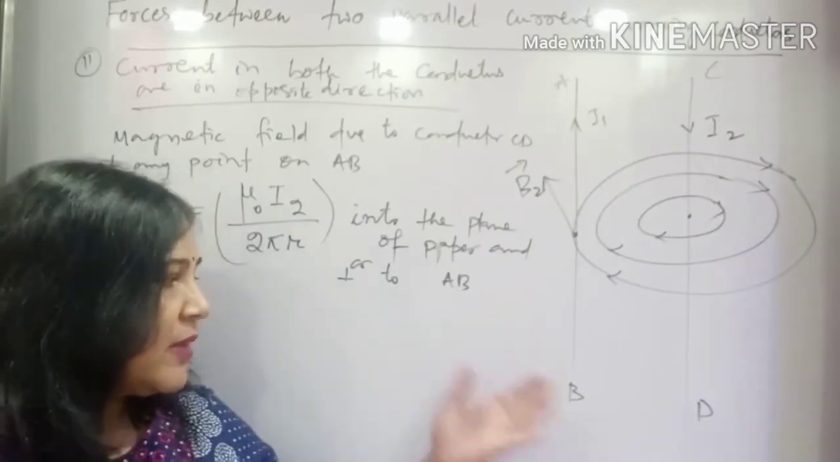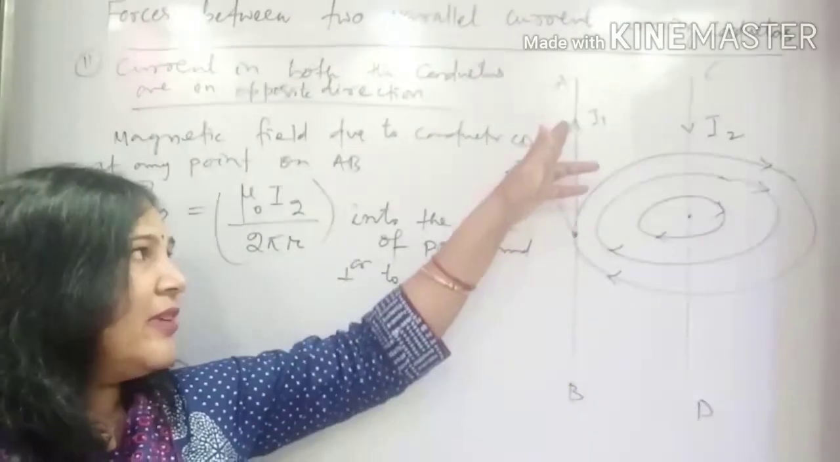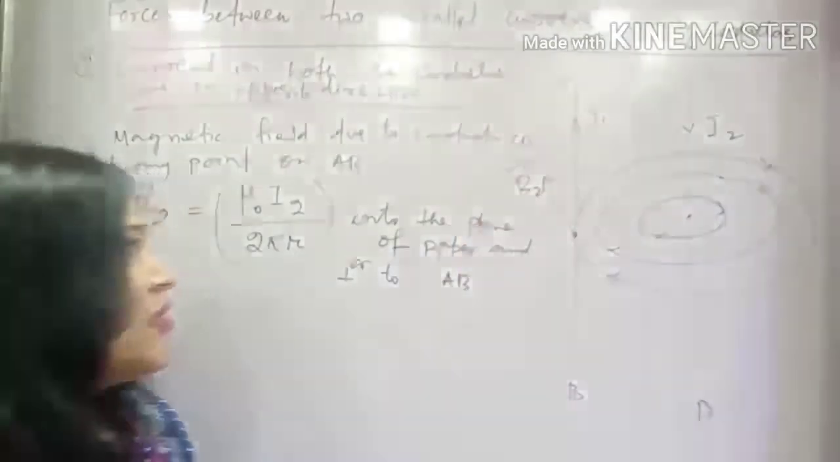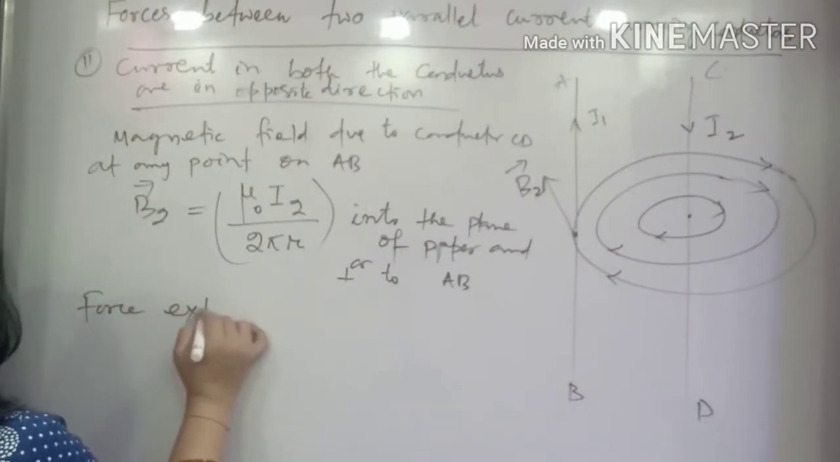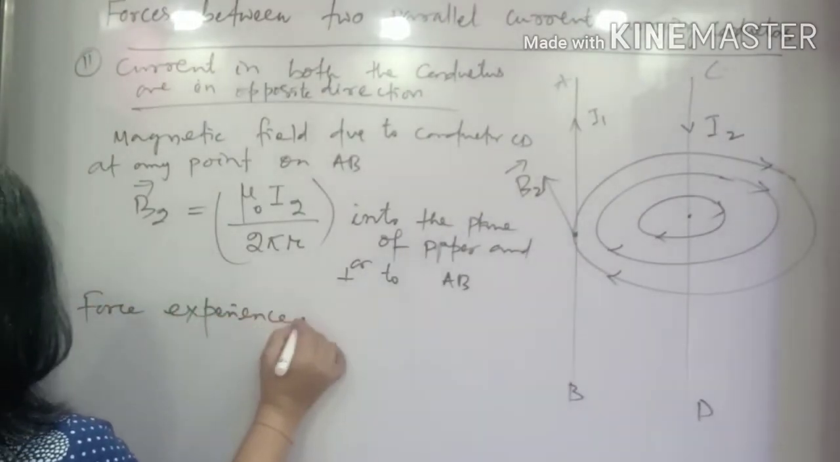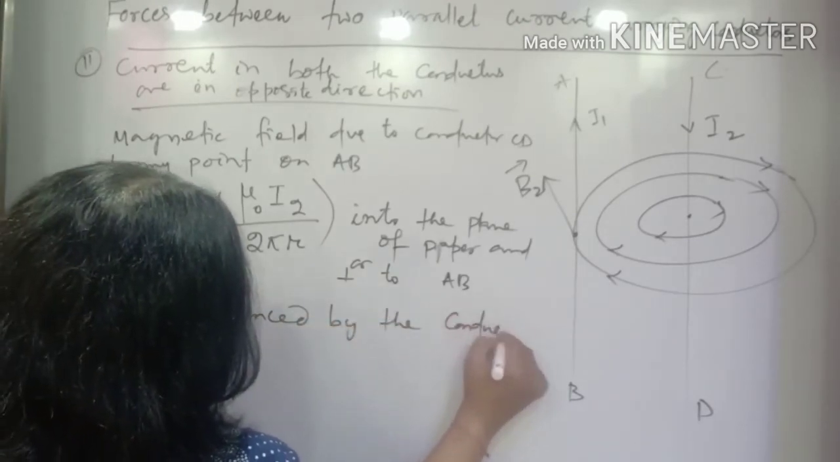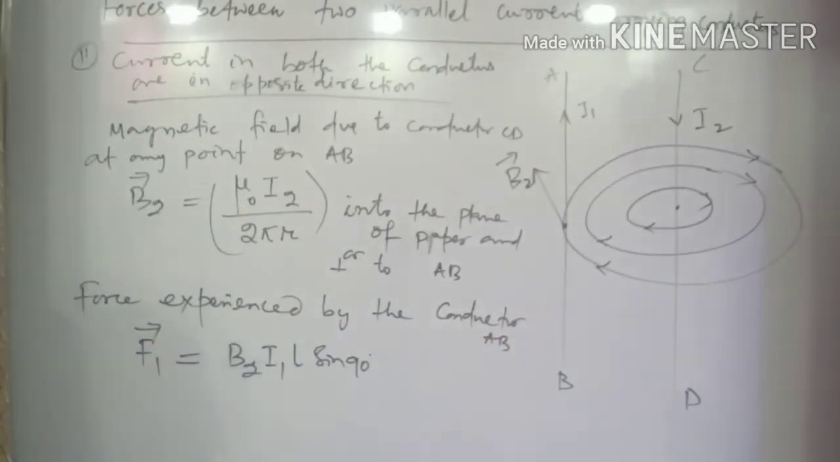Okay? Now again the same thing, since the conductor AB is placed in this magnetic field and carrying current I1, in that case this AB conductor is going to experience force. So let's find out the force here. Now the force experienced by the conductor AB, and that force will be F1.